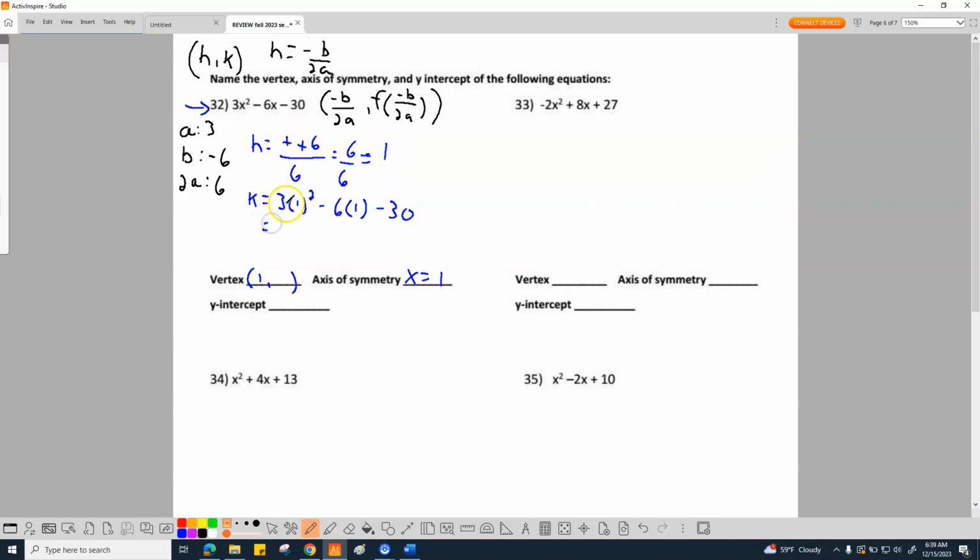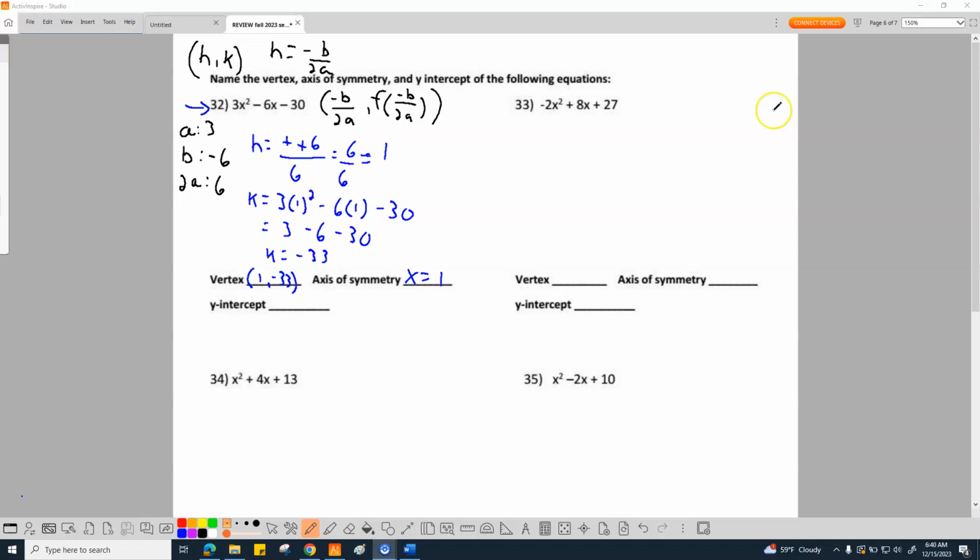Now, moving on, 3 times 1 squared. 1 squared is 1 times 3 is 3, minus this 6, and then minus this 30. So I have 3 minus 6, which is negative 3, minus 30 is negative 33. And that is my k. So we have our negative 33 right here. And we have ourselves our vertex, which is fantastic.